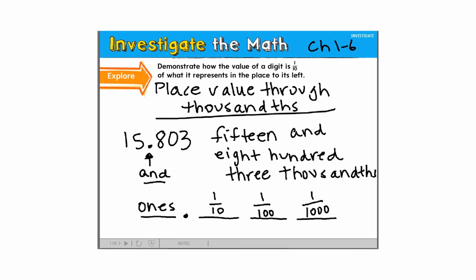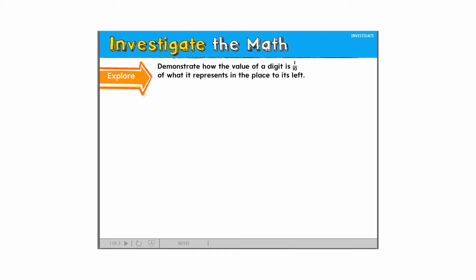Everybody got this? Because the thing with the slides is as soon as I erase this, it's gone and then you can't see it anymore. So make sure you keep up with what I'm writing. Okay, so here was my number again: 15 and 803 thousandths. You've already written that.